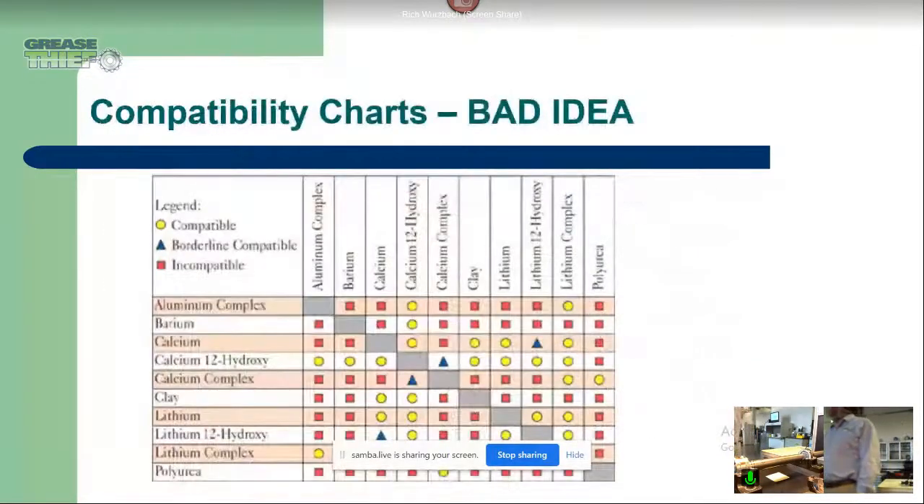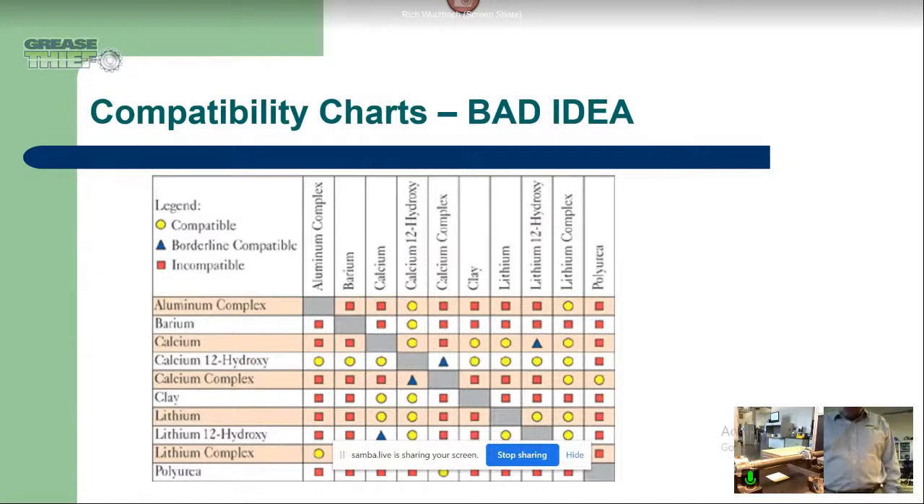So what do people turn to? Well, a lot of times it'll be to these compatibility charts. And I'm going to explain why I think that's a bad idea. Now, here's one compatibility chart. It's published in a well-known magazine, and it's this typical format where you have families of thickeners. You've got aluminum complex and barium and calcium 12 hydroxy and complex, and so on down the line.